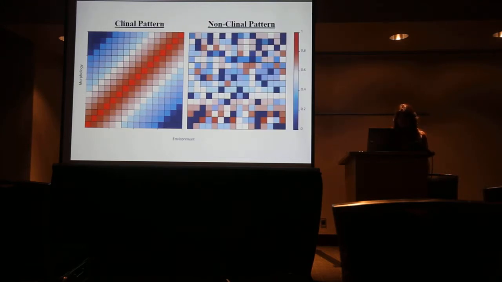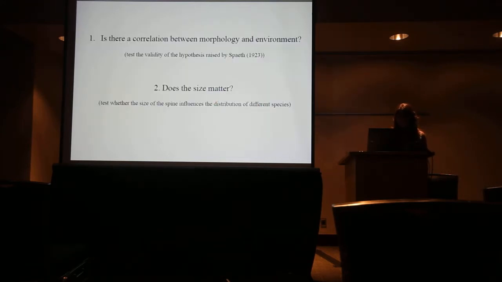So the goal of my study is to test what Spaeth suggested: whether the presence or absence of the spine is correlated with the distribution, and also whether the size of the spine matters, because among the species further south you can see a differentiation in the size of the spine. So I wonder if the size actually matters.